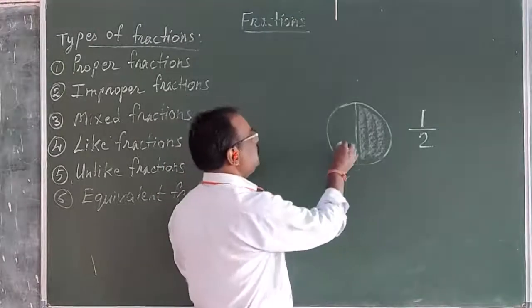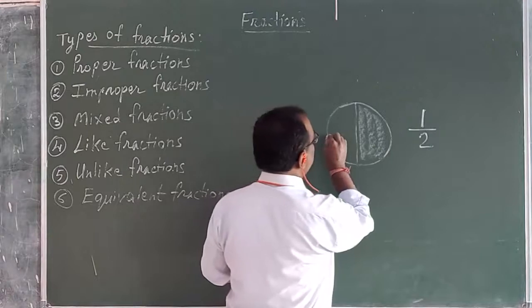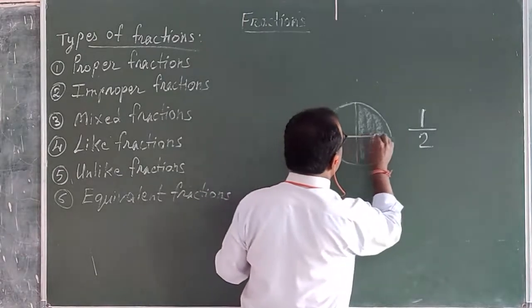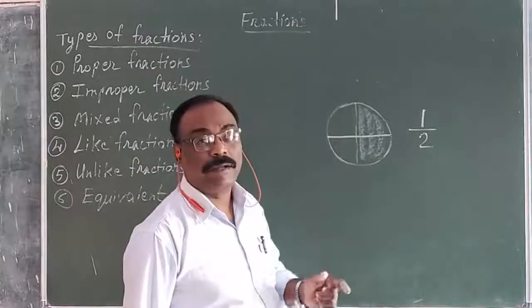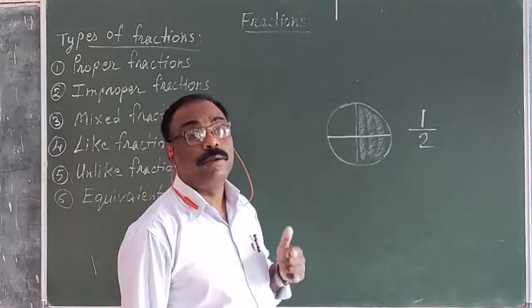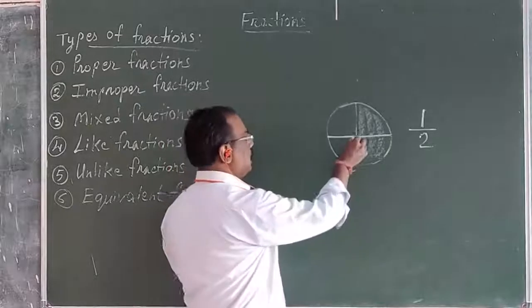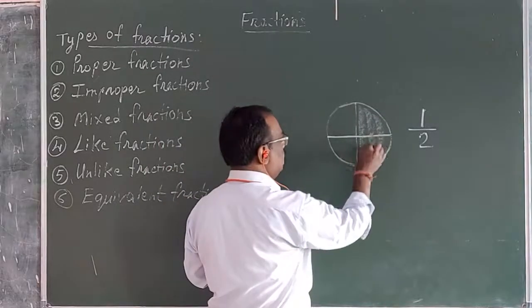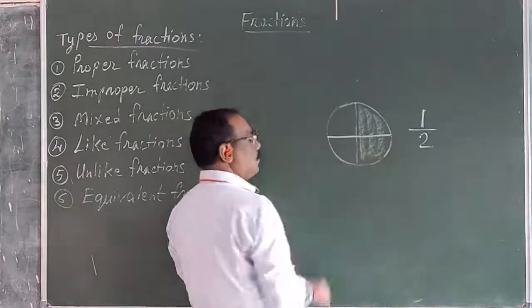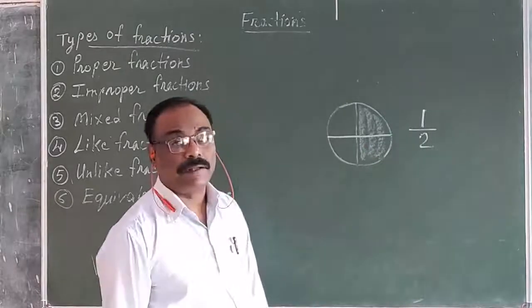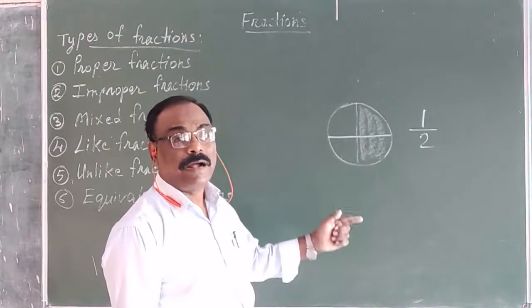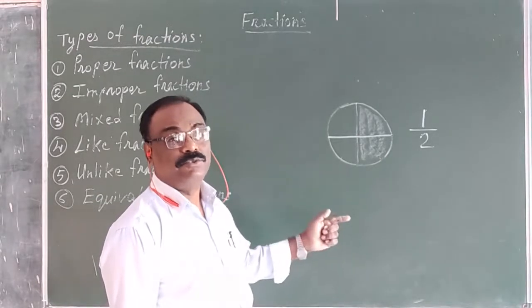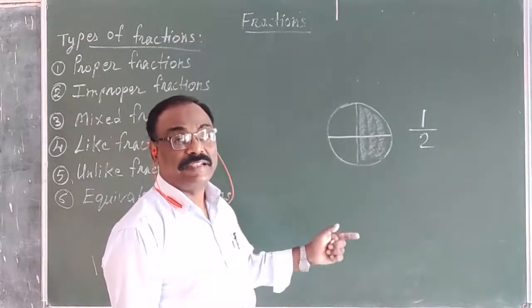Or if I divide this chapati again from the middle, now I have made the one chapati into 4 equal parts. So you can see 1, 2, 3, 4 pieces I have made of this chapati. All these 4 pieces are parts of that chapati, so each will be known as a fraction.